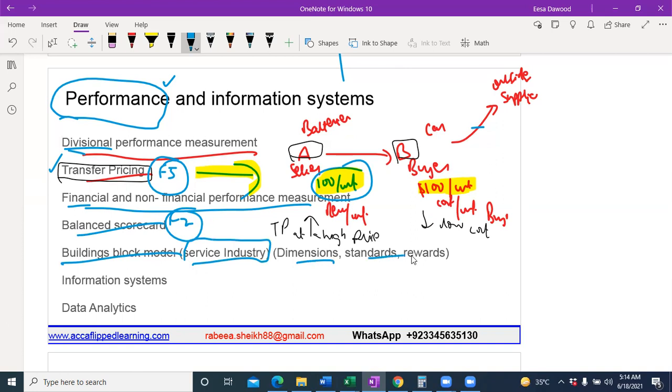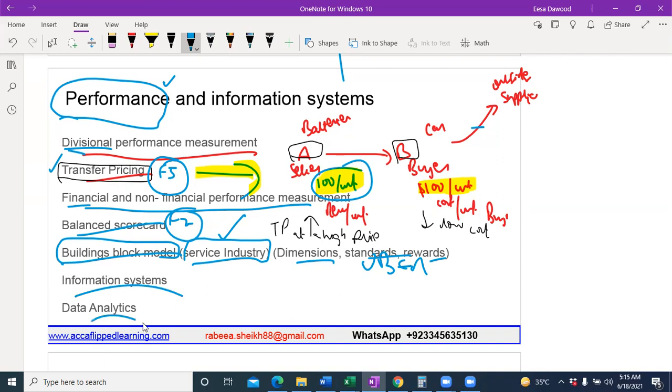It consists of dimension, standards, and rewards. That is known as the building block model. Like for Uber, it's a service company, like IT companies, or any media companies. So for the service industry, there are problems in performance systems. So another model used to assess the performance of the service industry is the building block model.